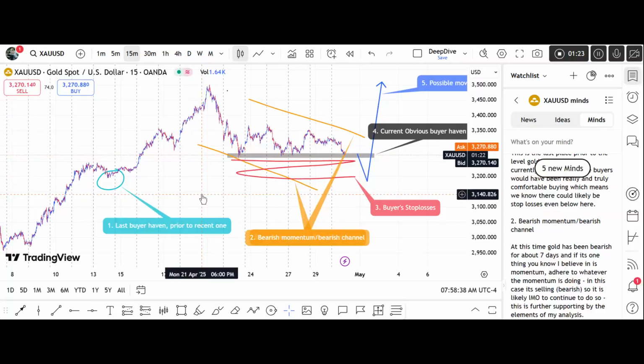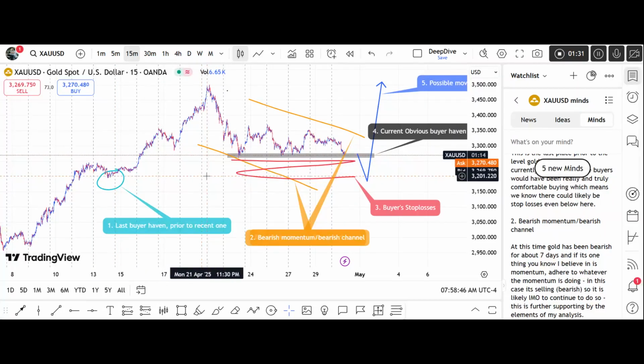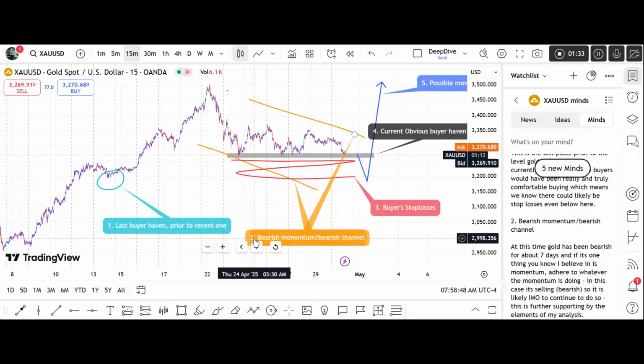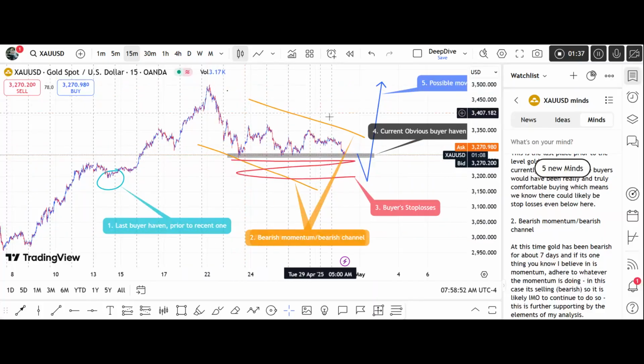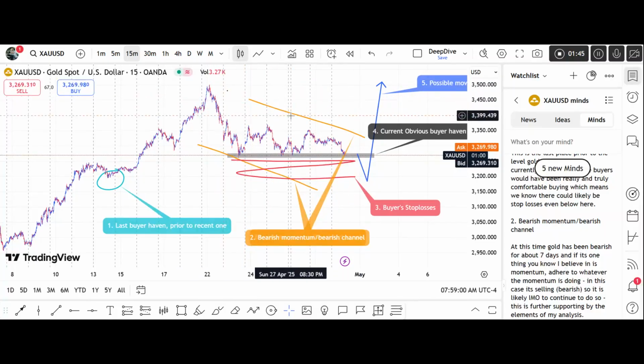Now, if we know that traders were interested in buys at this level, then we know that there will be stop losses below this level. Now, that's important. We'll get back to that. Now, let's get to point number two, which is bearish momentum or bearish channel, and that can be denoted by these two orange lines. We could say that from the last 7 days or so, that gold has been bearish. 1, 2, 3, 4, 5, 6, 7. Gold has been bearish. Now, it's a bullish market, but with a bearish move.